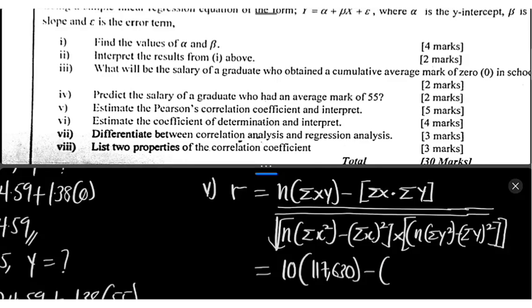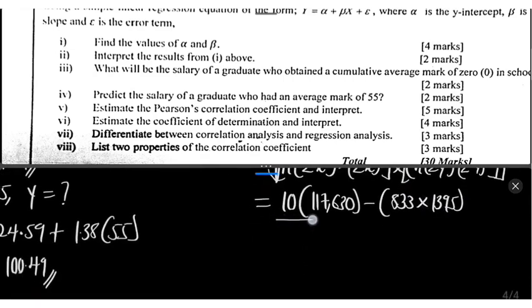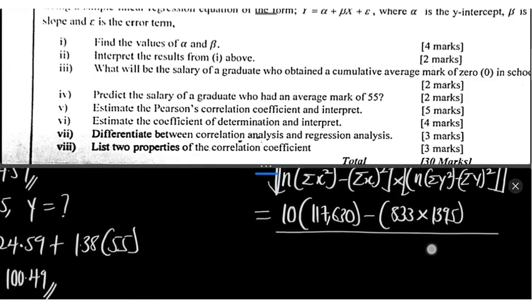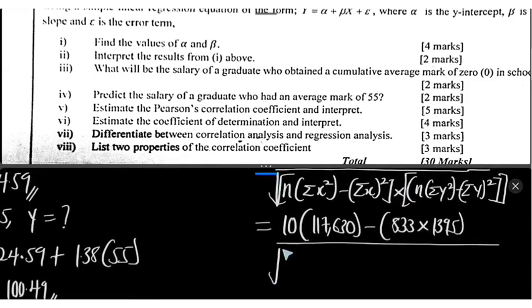and we also have our summation x in this particular case to be 833, right? And that of our summation y to be equal to 1395. Okay, so that one, bracket close, and then all divided by the square root of, so let's see, the value that is found within the square root. So we have n to be 10.